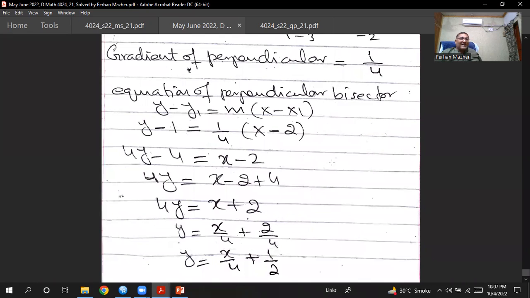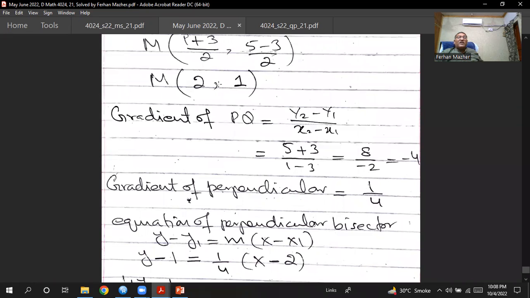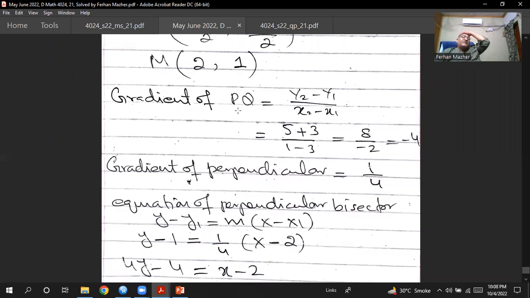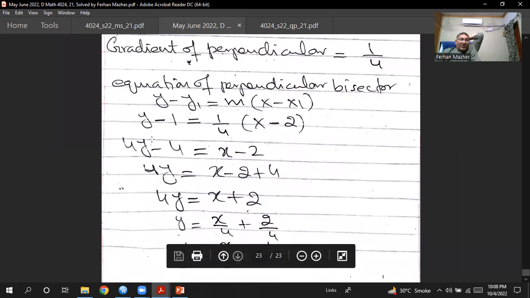You know how I find the equation. I use this equation, y minus y1 equals m bracket x minus x1. In the place of x1 and y1, I will substitute the coordinates of the midpoint. In the y1, I will put 1. In the x1, I will put 2. X and y will remain as they are. So here is how you will find the equation.